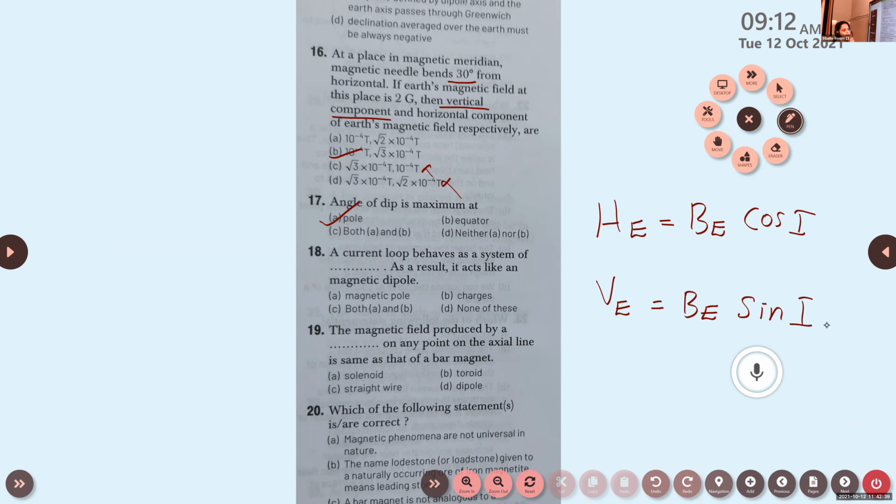At poles, the horizontal and the geographical axis and the earth dipole axis are mutually perpendicular to each other. That is, the angle between them is 90 degree. Not 90 degree, the angle between them is equal to 0 degree. So actually the reason is this: the vertical component of earth magnetic field is not present at the poles.